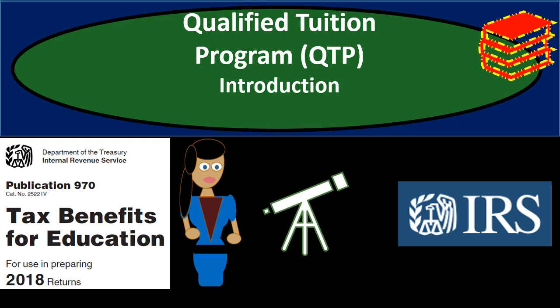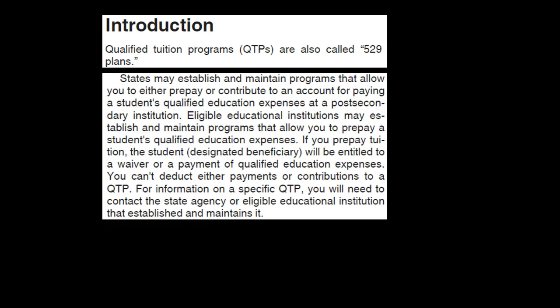In this presentation, we will take a look at an introduction to Qualified Tuition Programs, or QTP. This information can be found in Publication 970. Introduction. Qualified Tuition Programs, or QTPs, are also called 529 plans. So if you hear QTPs or 529 plans, referring to the IRS code section, these are the same thing. States may establish and maintain programs that allow you to either prepay or contribute to an account for paying a student's qualified education expenses at a post-secondary institution.